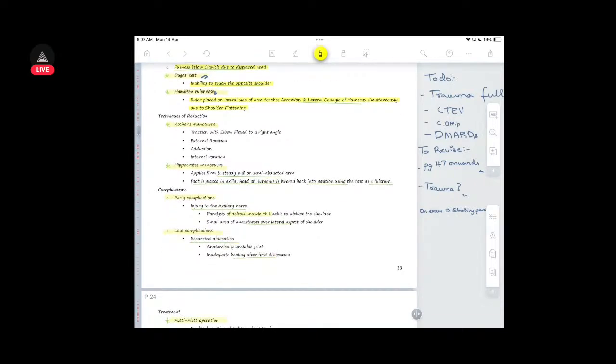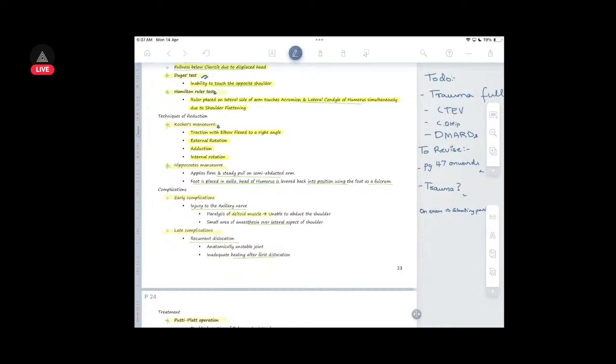So, techniques of reduction: you have Kocher's maneuver, which is traction with the elbow flexed at a right angle, externally rotated, abducted, adducted, and internally rotated. First the elbow is flexed at a right angle, externally it is rotated, then you have to adduct it, then you have to internally rotate it.